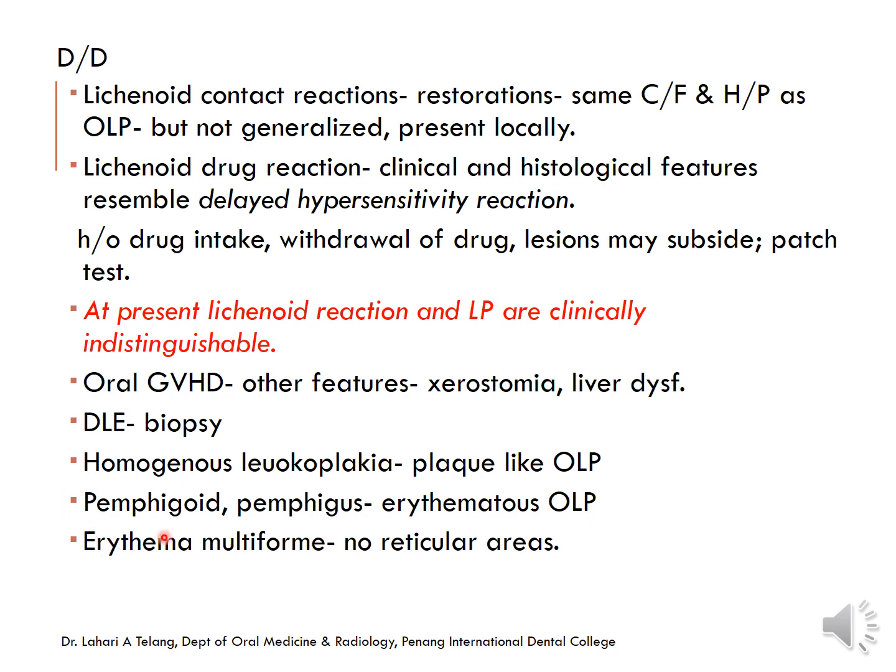Pemphigoid and pemphigus are vesiculobullous disorders. They are autoimmune diseases, and again they are generally difficult to distinguish when you're looking at ulcerative or erythematous oral lichen planus. So you might have to look for skin lesions, and of course a biopsy will help you reach the diagnosis. Erythema multiforme can also look like desquamative gingivitis in the oral cavity, and again look like lichen planus, but it does not have any reticular area, so there are no white components in erythema multiforme. That's the difference.